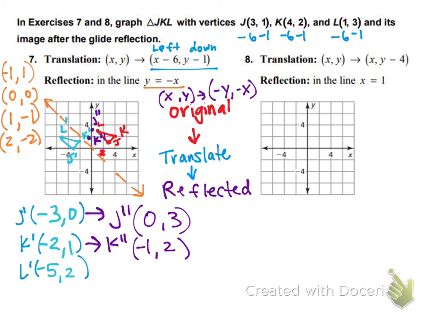There's going to be a lot in a little space. Okay? And then L double prime, flip them and do the opposite sign. So L double prime will be negative 2, 5. Negative 2, up 2, 4, 5. Connect the dots.